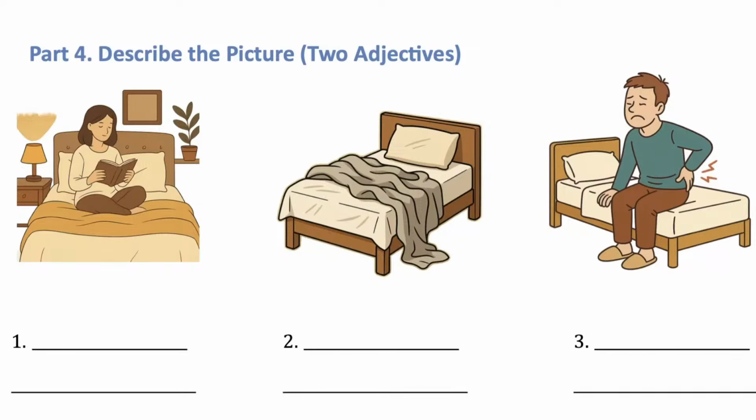Helga, bed 1, the first bed is wide and fluffy. K4, cozy and neat. 2, messy. Good, Helga. Messy, untidy, unmade, right? Three is shaky, okay. Good, K4. Yeah, good. Use shaky, nice.